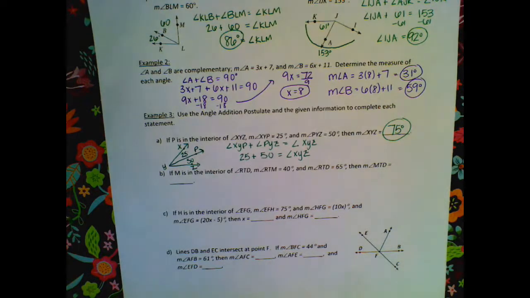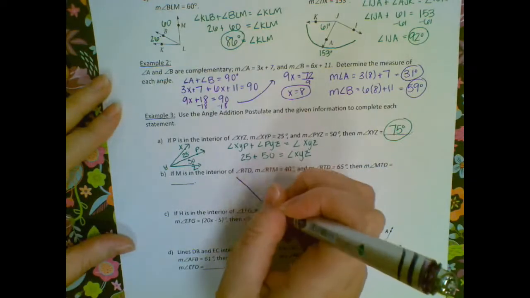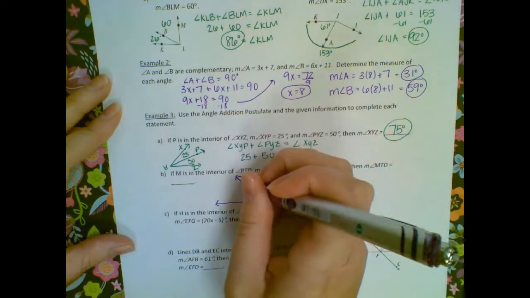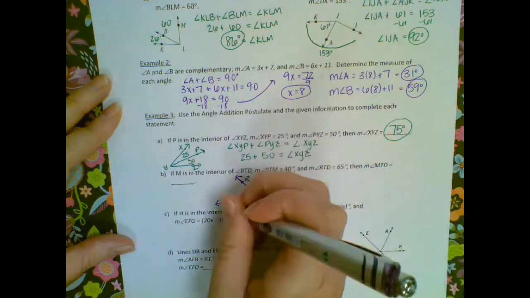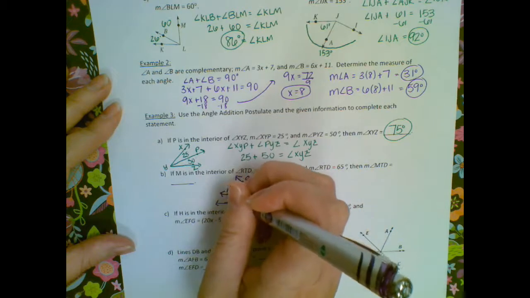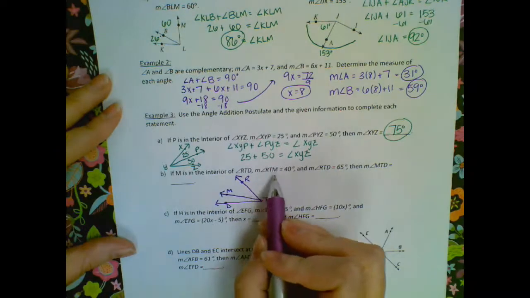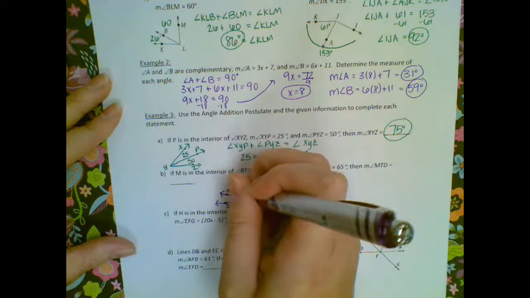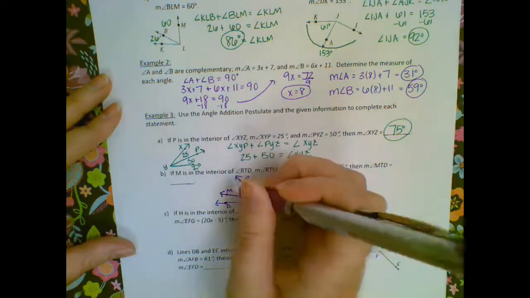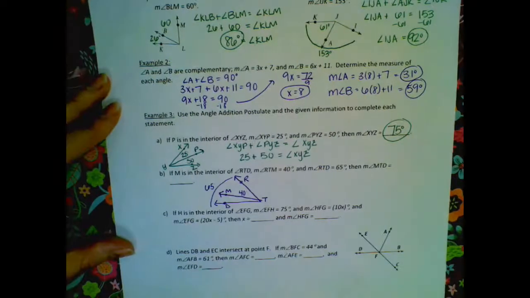If M is in the interior of RTD, okay? Don't always have to draw a picture to the right. Maybe I do an angle to the left. So we've got RTD. We know that M is in the interior. You don't always have to split it perfectly in half either. We know that RTM is 40 degrees. And RTD, which is the whole big angle here, is 65 degrees.